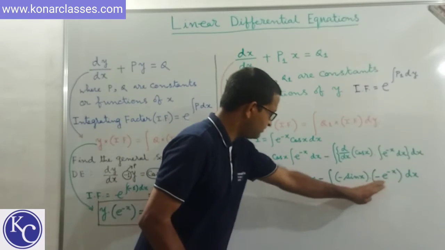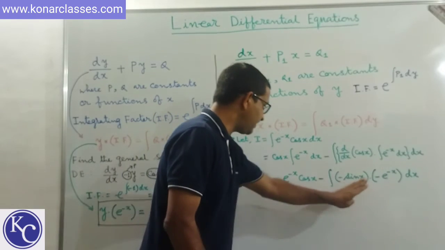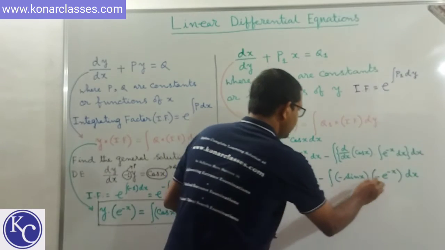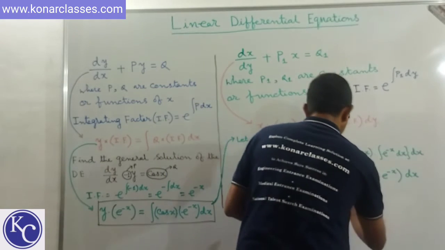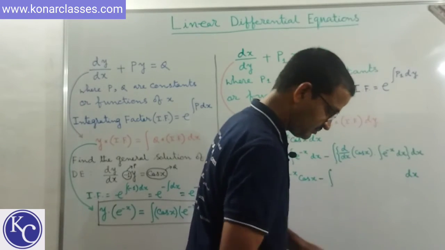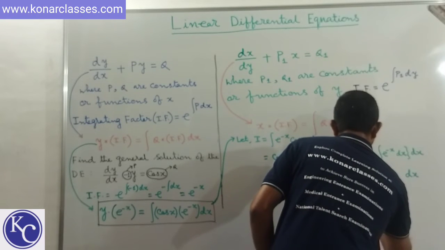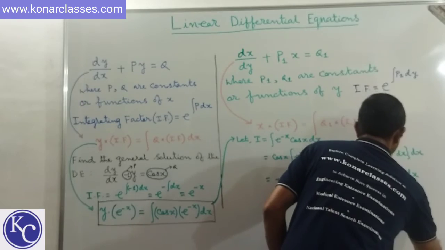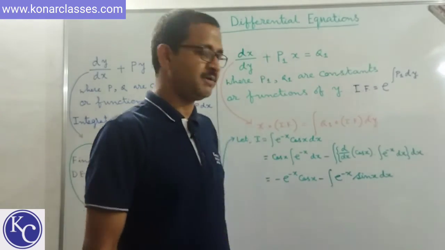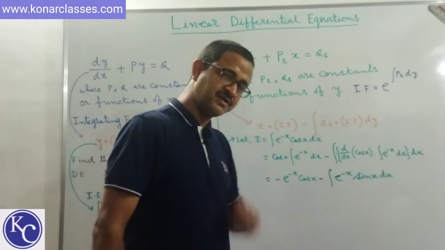Okay, now let's do some simplification here. Minus and minus become plus, and that plus is minus with minus. So simply we can write this is equal to integral of e power minus x sin x dx, correct? Now we need to integrate this one using the same integration by parts, by considering sin x as the first function and e power minus x as the second function.